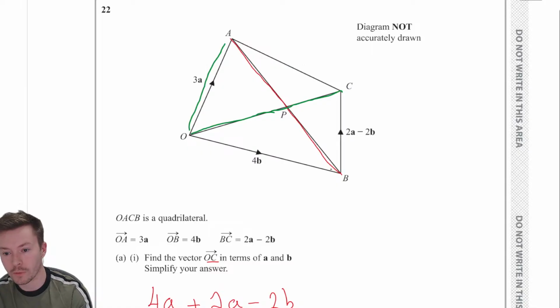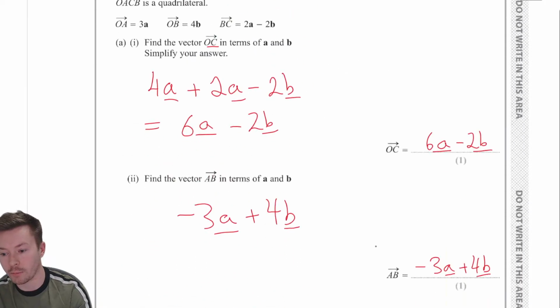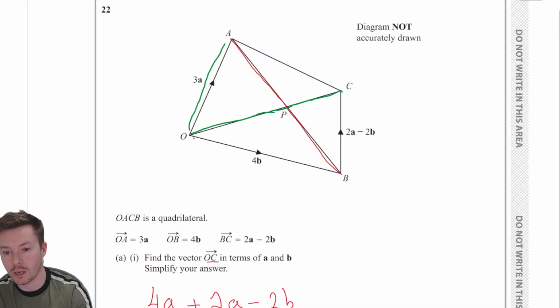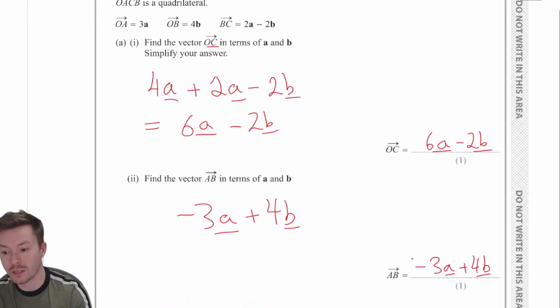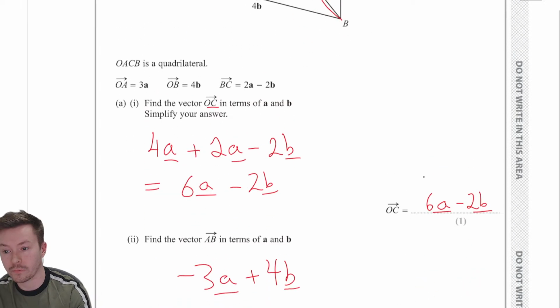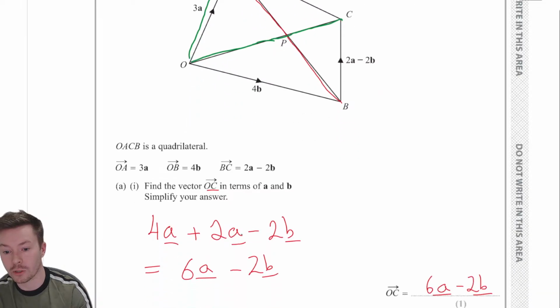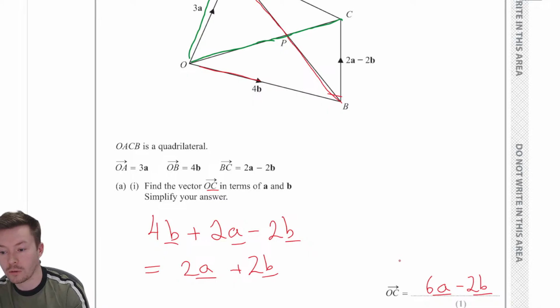So A to B, we got as minus 3A plus 4B. Okay, OC was 4B add 2A minus 2B. I wrote that down as an A, that should have been a B, because we went along 4B and then add 2A minus 2B, so we get 2A plus 2B, and that feels a lot more right.